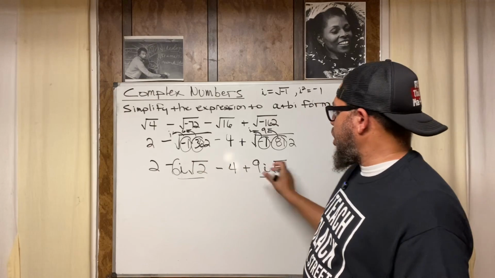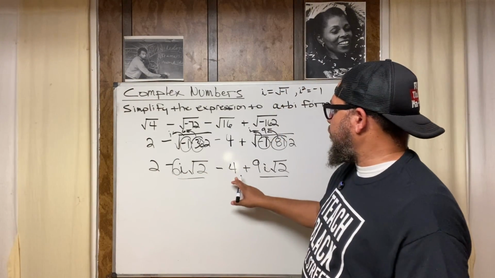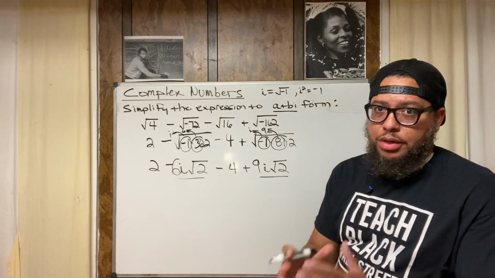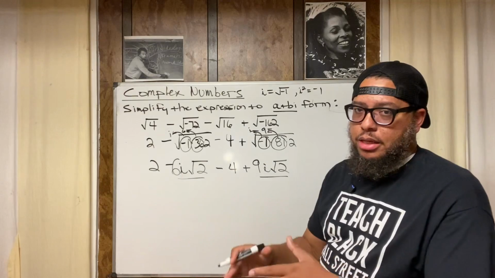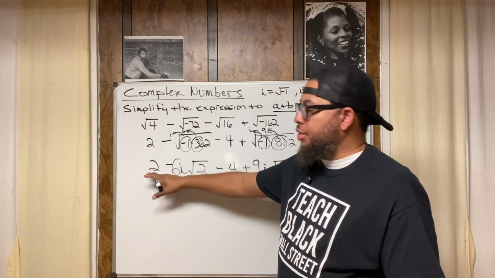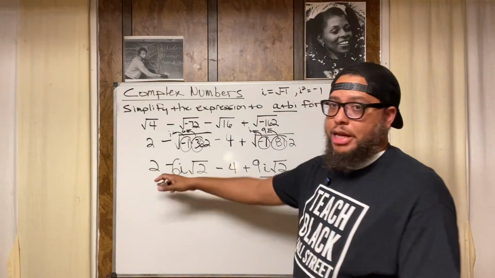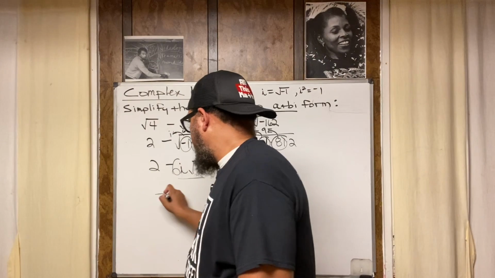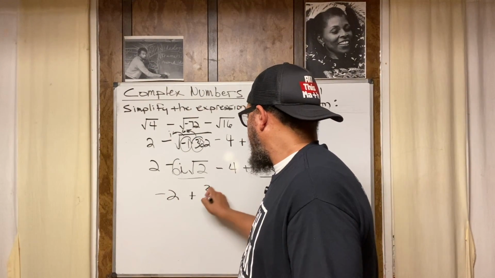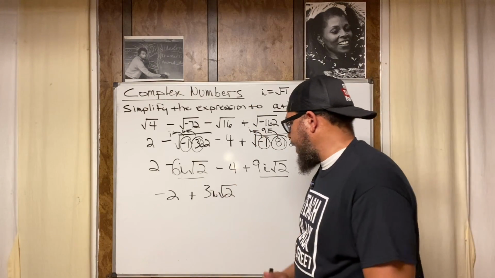The square root of 2 terms, they go together, right? The 2 and the negative 4 go together. And remember, we want a plus bi form. So we want the real number that doesn't have an i in it to be written first. So that's going to be the result of, or the sum, or actually the difference, because this is subtraction. 2 minus 4. 2 minus 4 is negative 2. So we're going to have negative 2, and then we're going to have plus 3i root 2, right?